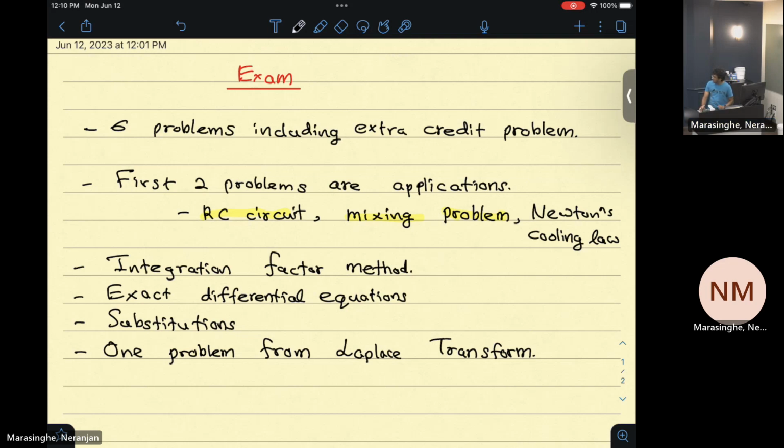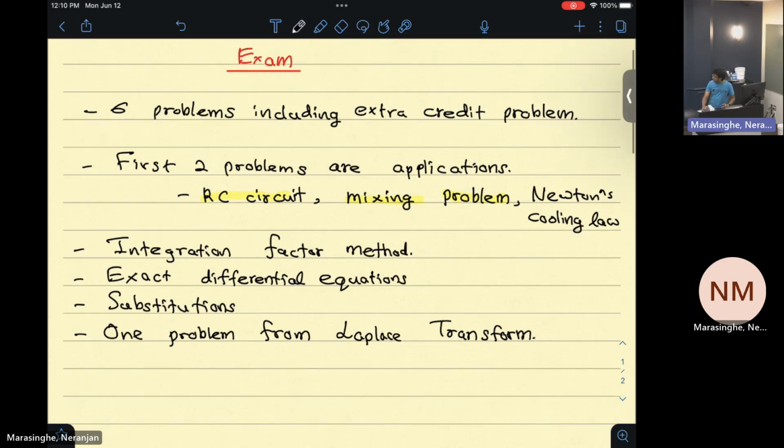Okay. Right. Any questions? Any other questions? Right. So we will continue our discussion about Laplace transform.